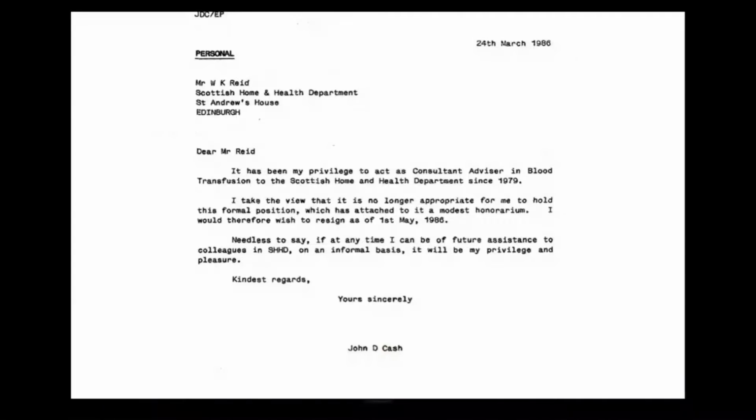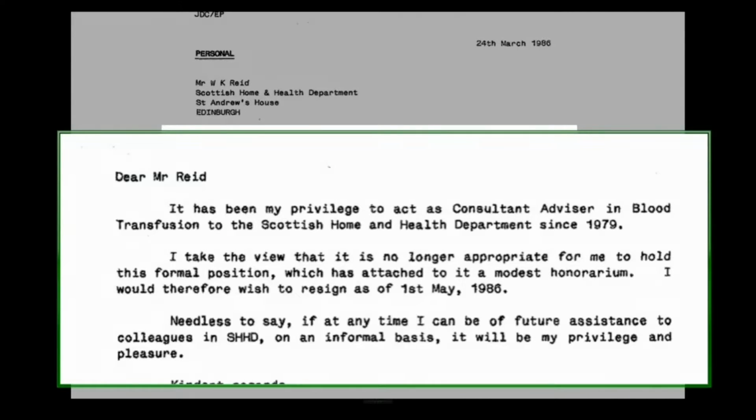This is a letter, the 24th of March 1986, to the Scottish Home and Health Department. It's been my privilege to act as consultant advisor in blood transfusion to the Scottish Home and Health Department since 1979. I take the view that it is no longer appropriate for me to hold this formal position, which has attached to it a modest honorarium. I would therefore wish to resign as of the 1st of May 1986.